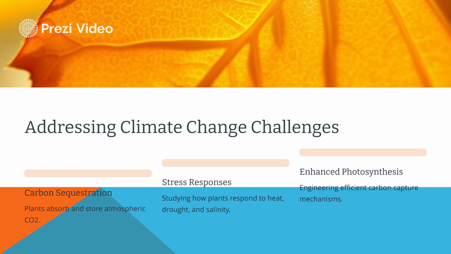Engineering efficient carbon capture mechanisms is a critical part of addressing climate change by reducing atmospheric CO2 levels, especially from industrial sources and energy production. Types of engineered carbon capture mechanisms are: first one is post combustion capture, second one is pre combustion capture, third one is oxy fuel combustion, fourth one is direct air capture, fifth one is bioenergy with carbon capture and storage, BECCS. Sixth one is mineral carbonation.